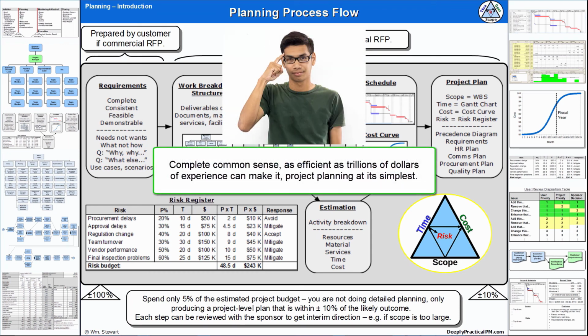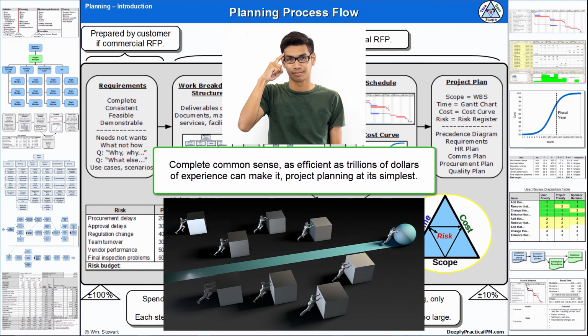Complete common sense, as efficient as trillions of dollars of experience can make it, project planning at its simplest.